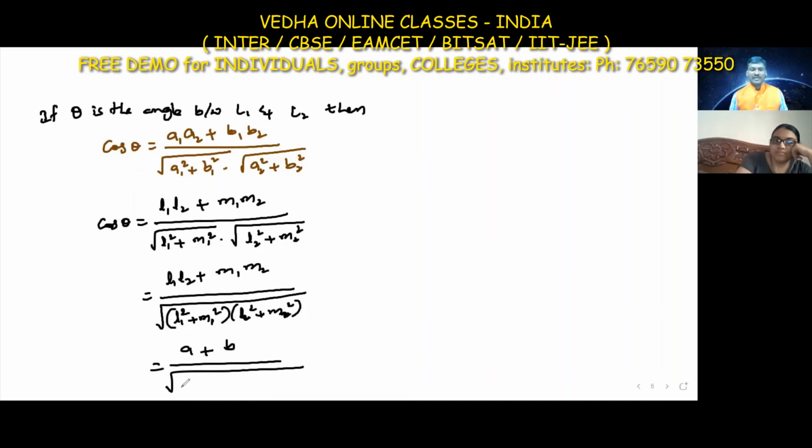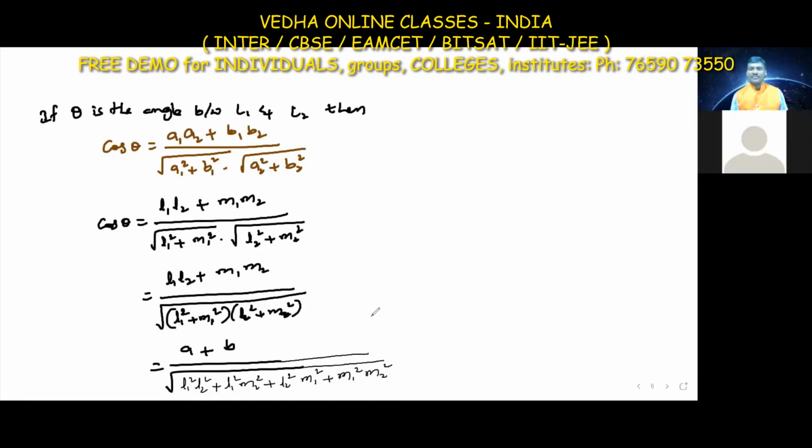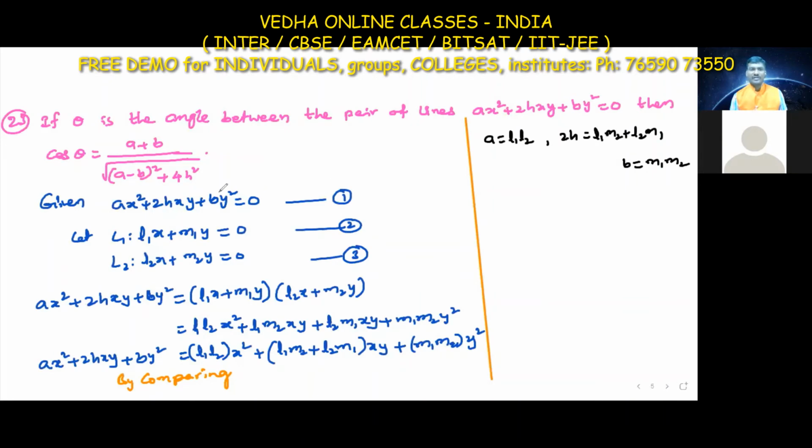Okay, so we get here L1 square into L2 square plus L1 square M2 square, L1 square into M2 square plus L2 square into M1 square and M1 square into M2 square. Okay, so let's check that also, what we want actually. Numerator is a plus b only. Already we got the answer. Whatever we want, we got the numerator. Numerator is okay. But check the denominator also.